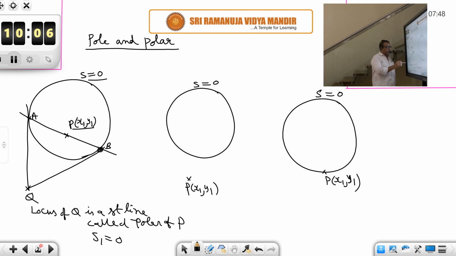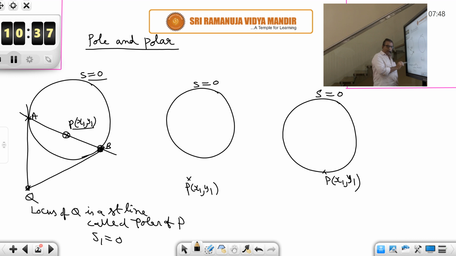The locus of the point of intersection of tangents drawn at the extremities of the chords of the circle S is equal to 0, passing through the point P x1 y1. Chords passing through the point P x1 y1.